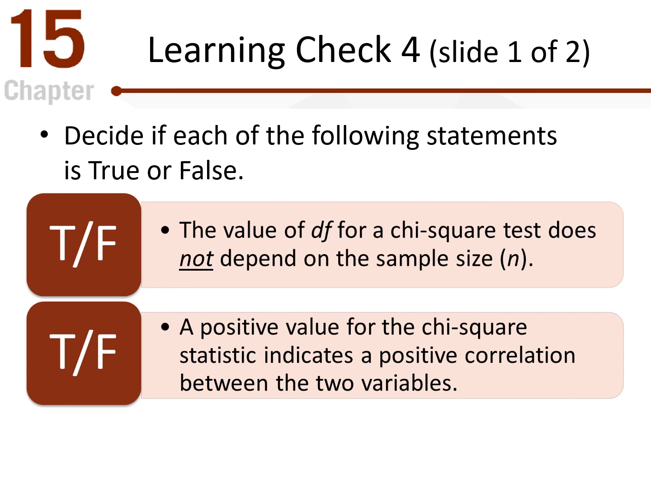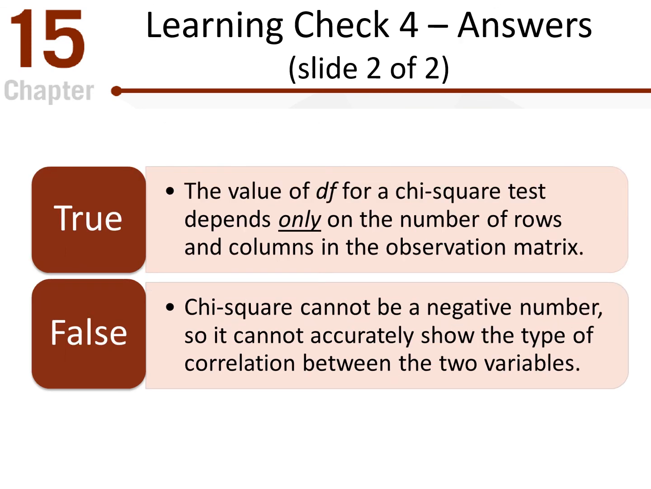And you're not going to look up the sample size. So that's a difference. You don't need the sample size to find the critical value. And the second one, chi-square basically is testing that there is some kind of association, but it doesn't indicate a positive correlation at all. Remember that there's no negative chi-square value, so how can you talk about correlation when you have no negative values? And so that first one is obviously true.